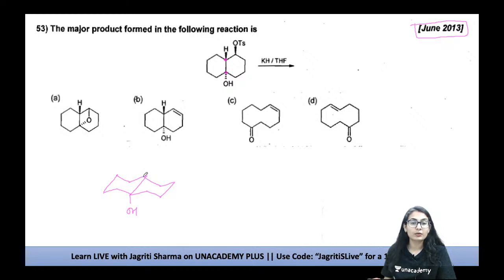Alright, so the OH is below, the H is above, and the tosylate is on the next carbon, which means if it wants to be above the plane, it has to be equatorial, isn't it? It has to be equatorial, right?